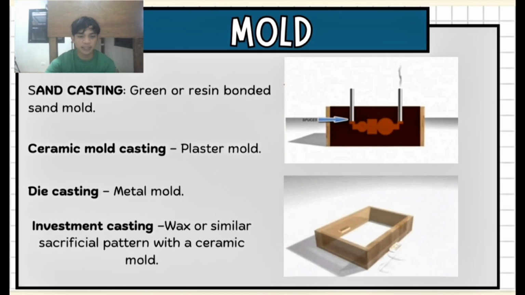Next, investment casting, also known as the lost wax process. This is a highly precise method. It uses a wax or similar sacrificial pattern which is coated in a ceramic slurry. Once the ceramic hardens, the wax is melted and drained out, leaving a perfect ceramic mold used for complex, high tolerance parts.